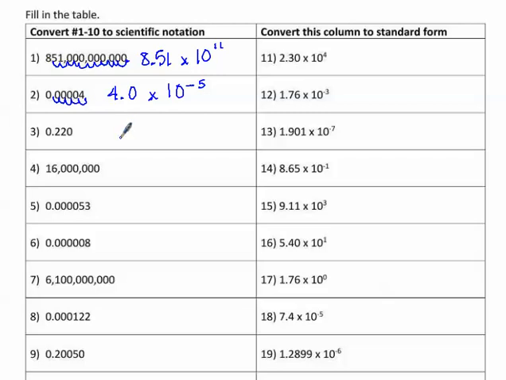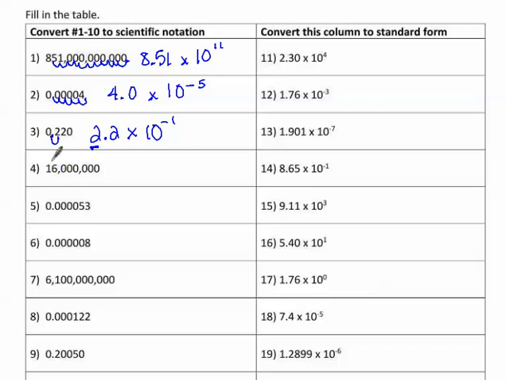Try the next one. Number 3 is a decimal. So when you put it in scientific notation, it's going to have a negative exponent. You need to move the decimal one place to the right in order to get a number between 0 and 9. So it would be 2.2 times 10 to the negative 1.